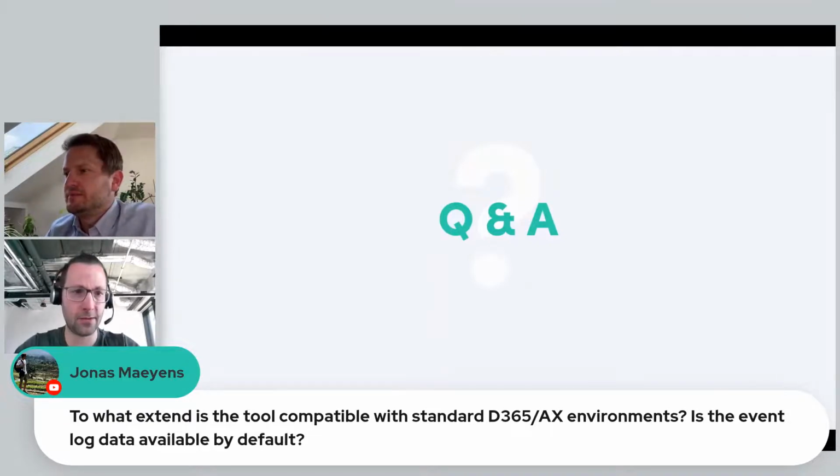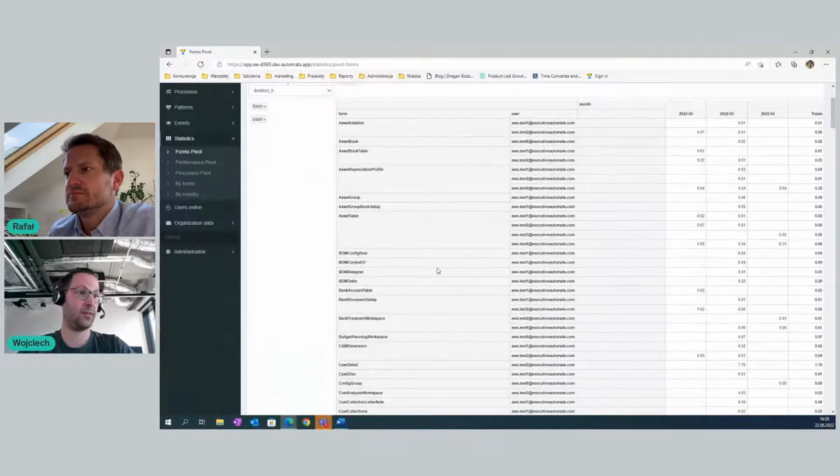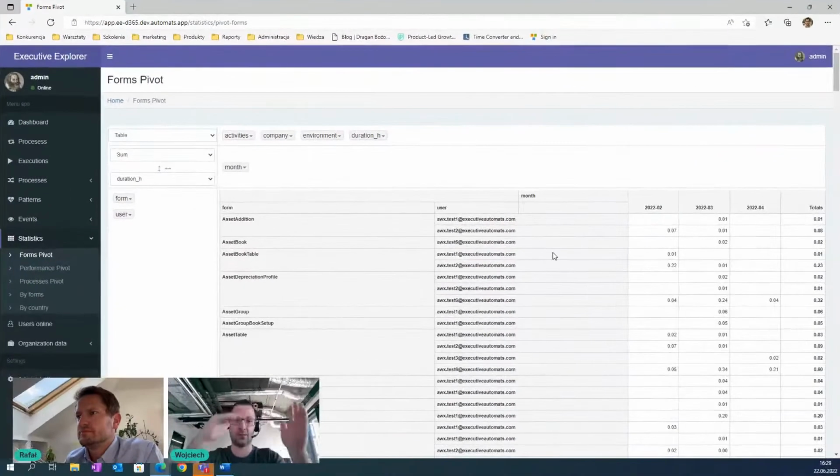Yes, if I may add one more thing, you have the special statistics pivot that was displayed on the slides. Wojtek, can you show this data again? Yes, I can show it, of course. You can put different data together to compare and analyze it. You see it by company, by environment, by duration, by months, etc. So it's really like a mining tool.